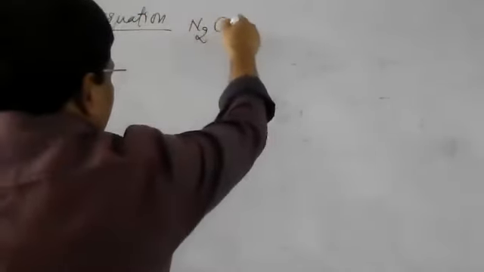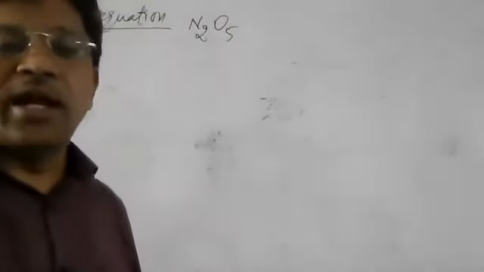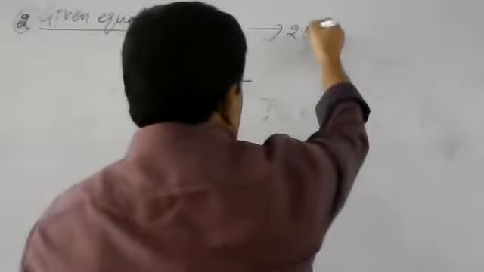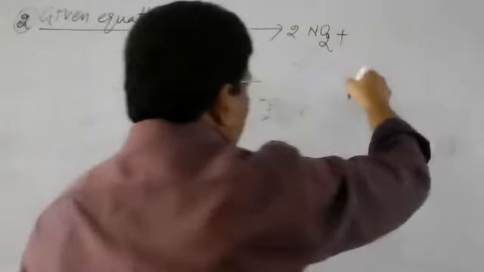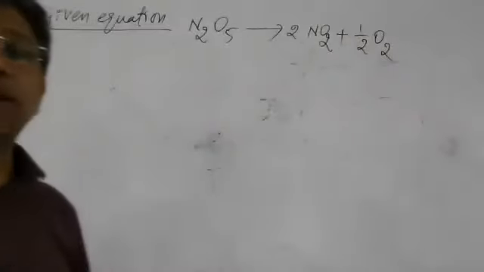Yeah, now next question. Second one. Note on the second one, the given equation is N2O5, nitrogen pentoxide, otherwise dinitrogen pentoxide. N2O5 gives rise to 2NO2 plus half O2.